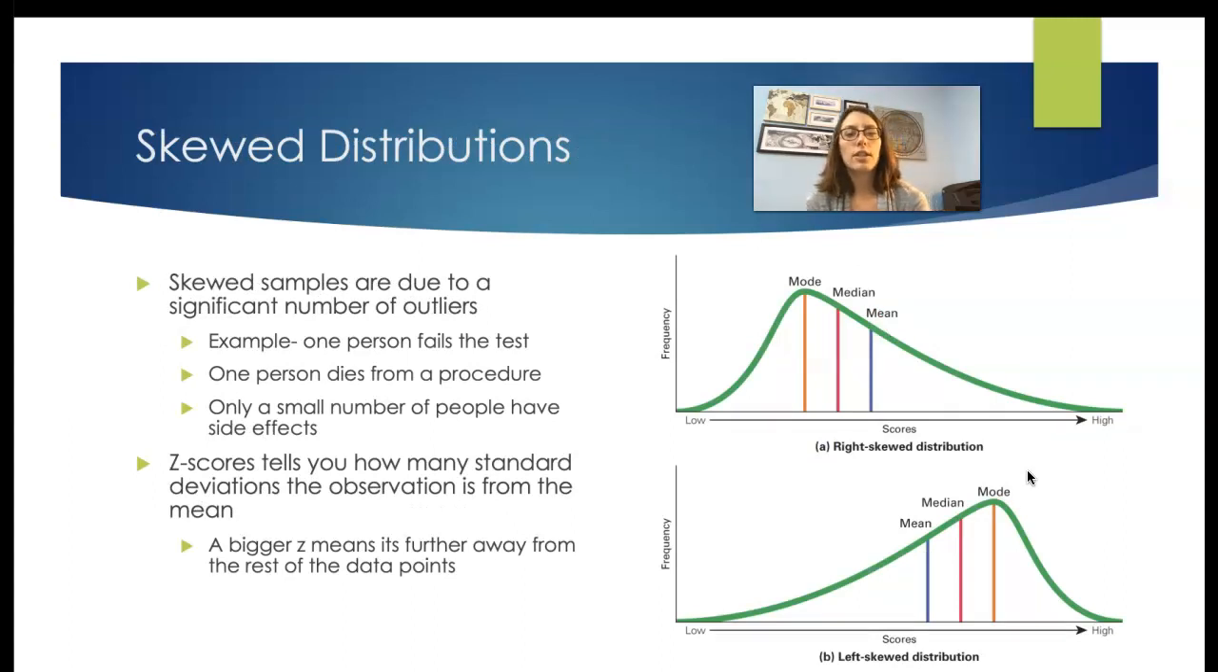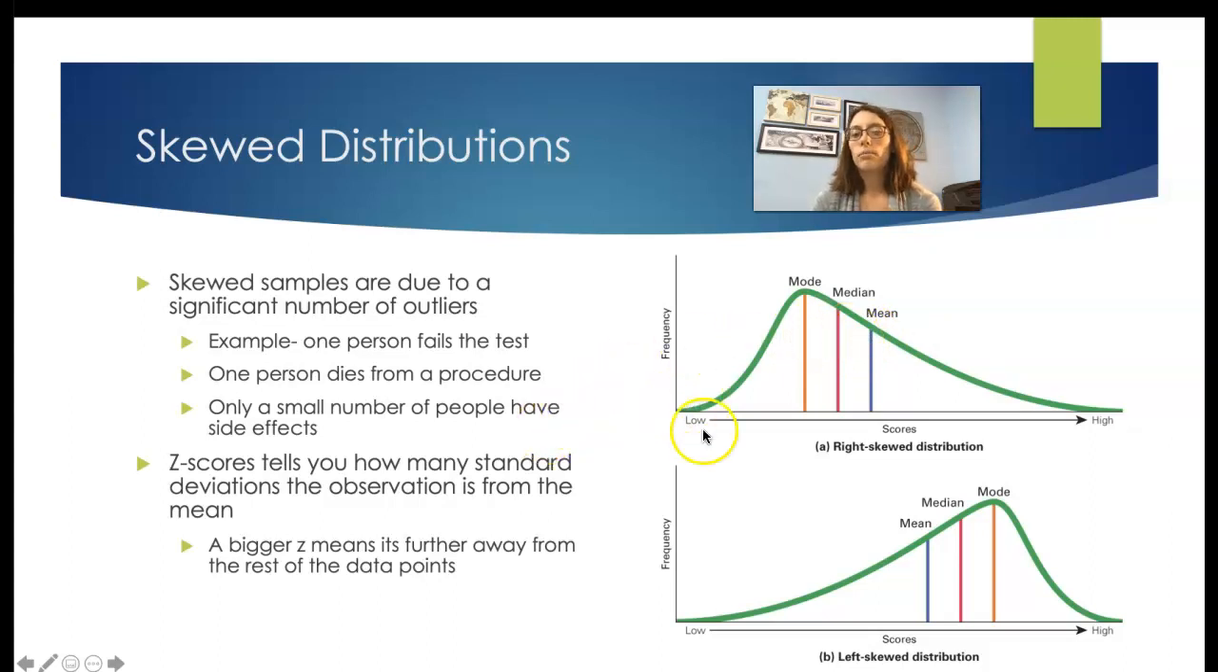Right, we've already touched on this just slightly, but this is skewed distributions. Skewed samples are due to significant numbers of outliers. So for example, one person fails the test. Again here we have fewer people who scored high and one person who scored kind of low. One person failed the test and most people did pretty well on it. This, for example, would be most people did not do well on the test, and one person got 100%. Okay, so our mode, our median, and our mean are not the same.